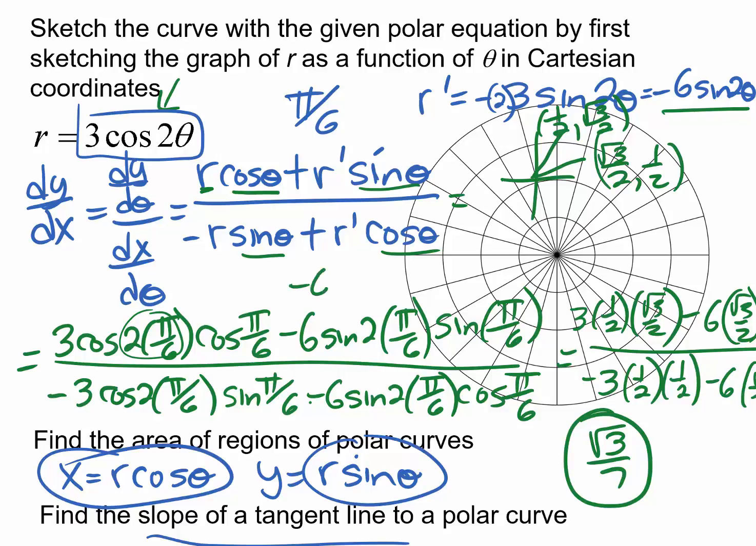This one here was negative 6. This was square root 3 over 2. And this one was 1/2. And down in the denominator, it was negative 6 and square root 3 over 2 and another square root 3 over 2. And then I just multiplied all of those things and simplified it, and I got square root 3 over 7.